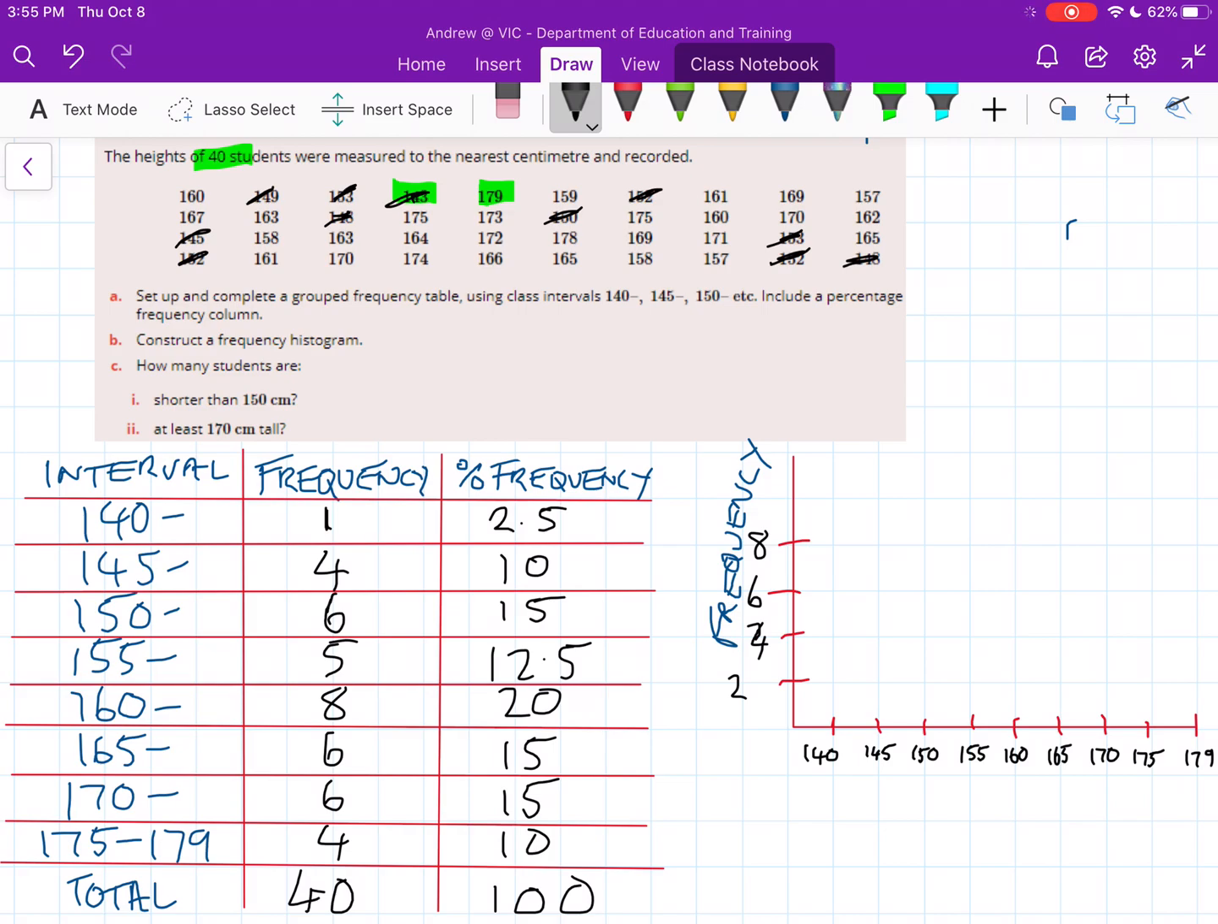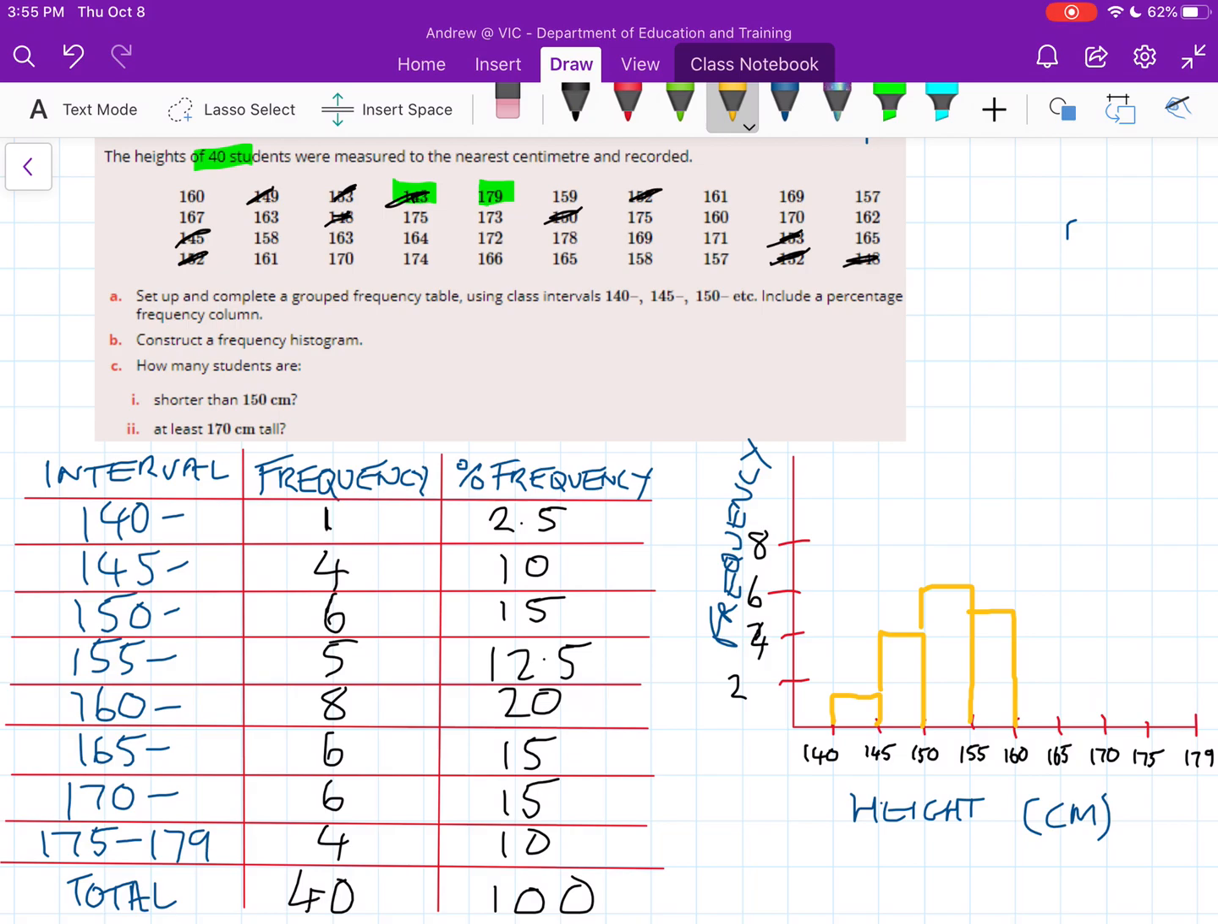Okay, and I need to label the bottom here. So make sure you label your axes. This is height in centimeters. Now we can fill in our histogram. We look from 140 to 145, our frequency was 1. So that should be halfway up there. Then our next one was 4. Then we had 6. Then we had 5.